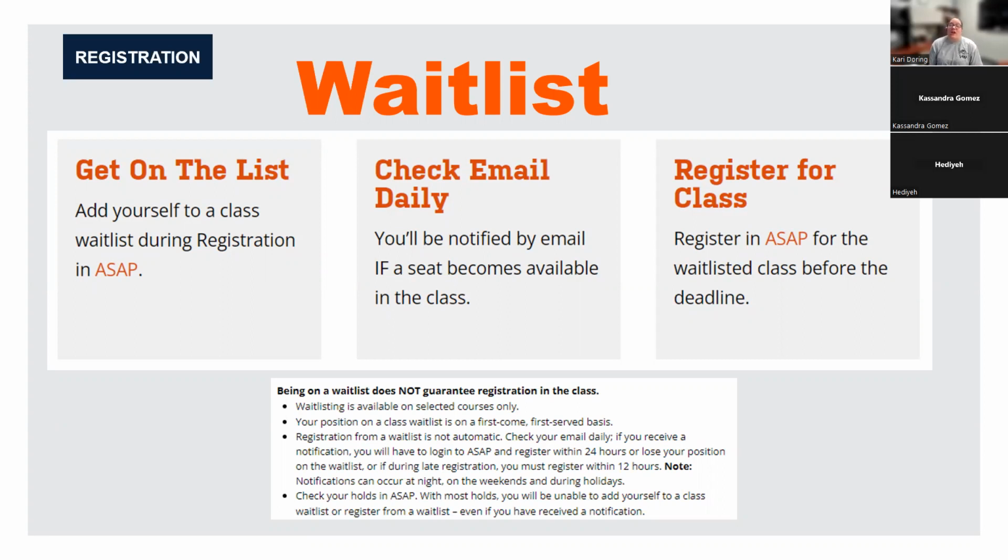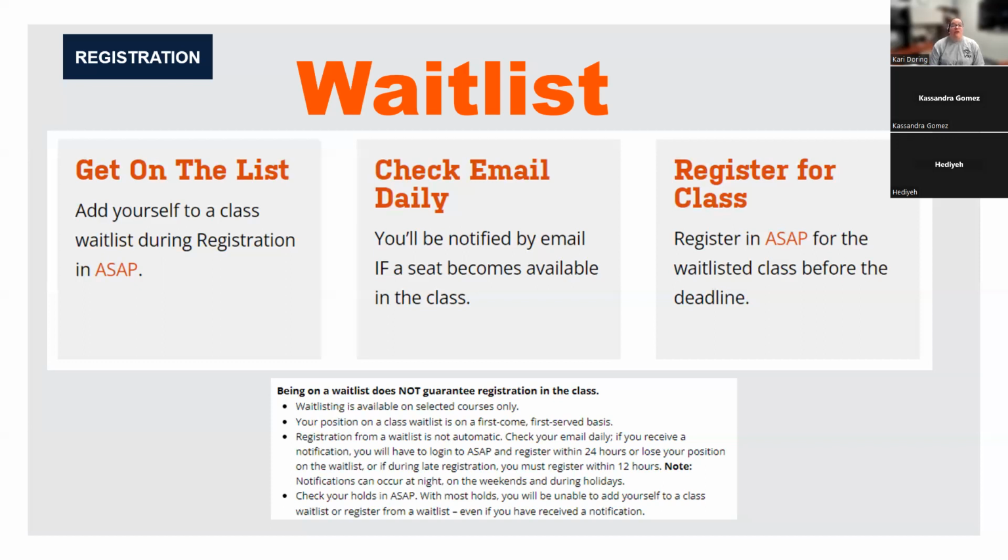The second is you need to check your email daily. Right now, our waitlist notifies students by email if a seat does become available, and it's for 24 hours. Eventually, once school starts, it will change to every 12 hours because it'll make it a lot quicker. So you guys need to be checking your emails, and it's going to be your UTSA email, not your personal.